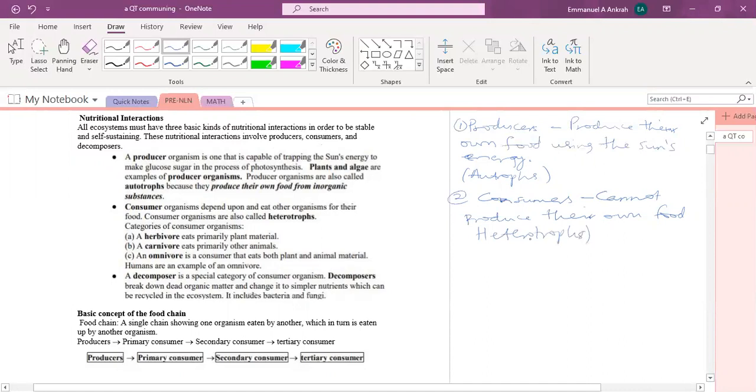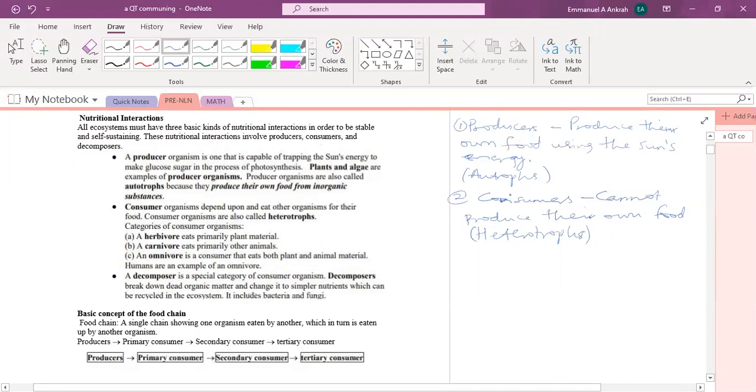Heterotrophs. So you see heterotrophs, it means total consumers. They cannot produce their own food. If you see autotroph, it's like self-feeding, that's what they mean by autotrophs. So they make their own food. So those are two key terms that you should remember here.